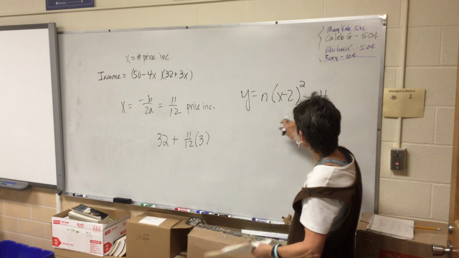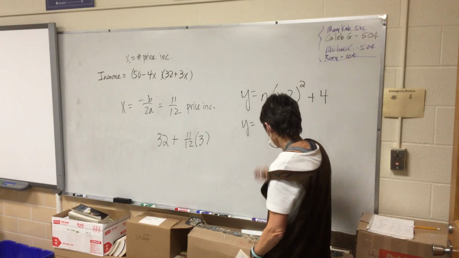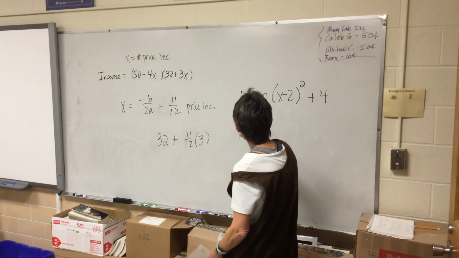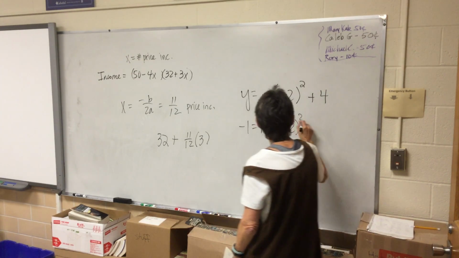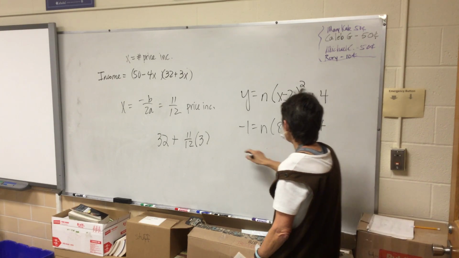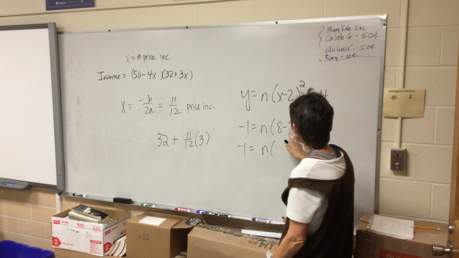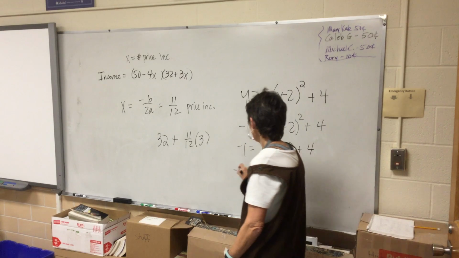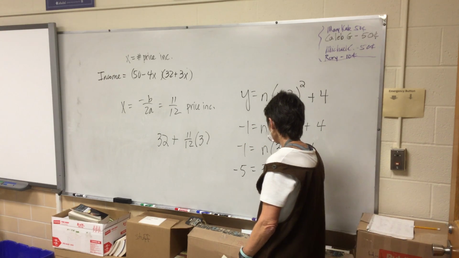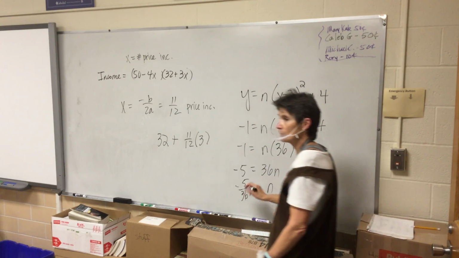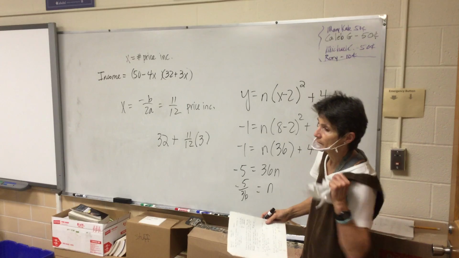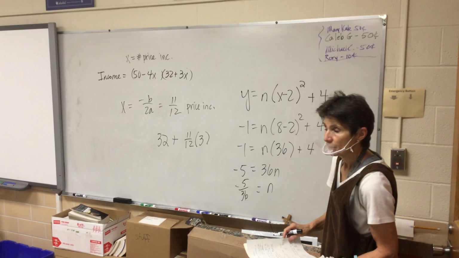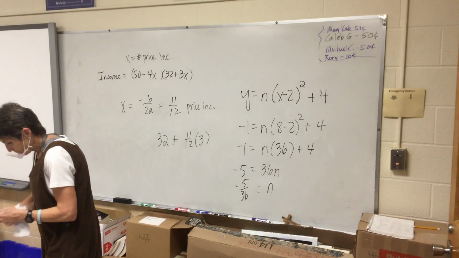Okay. And the other point is 8, negative 1. So y equal, or 8, negative 1. So negative 1 equals n times 8 minus 2 squared plus 4. So negative 1 equals n times 36. Subtract 4. Divide by 36. That's your coefficient. Okay? All right, so put that away.